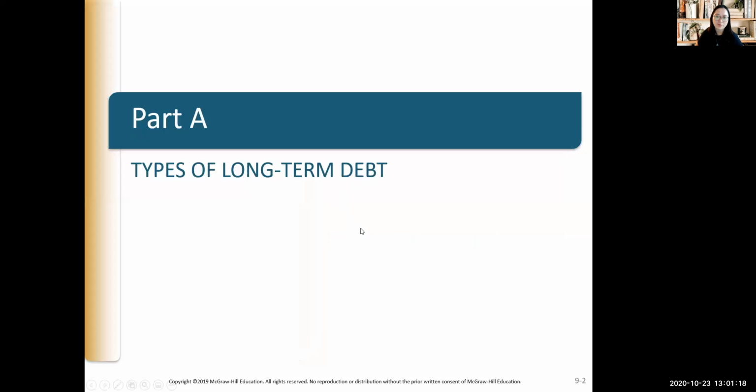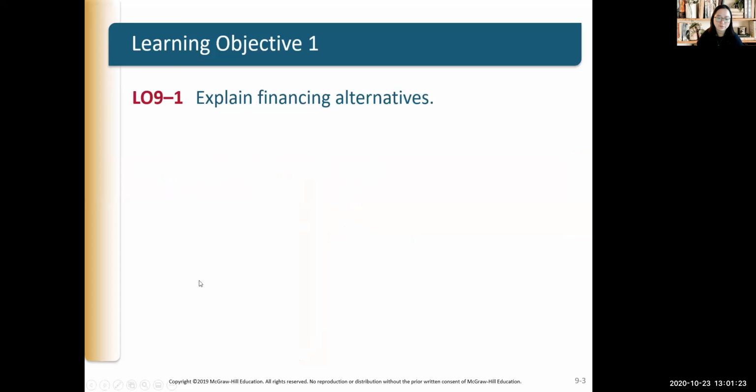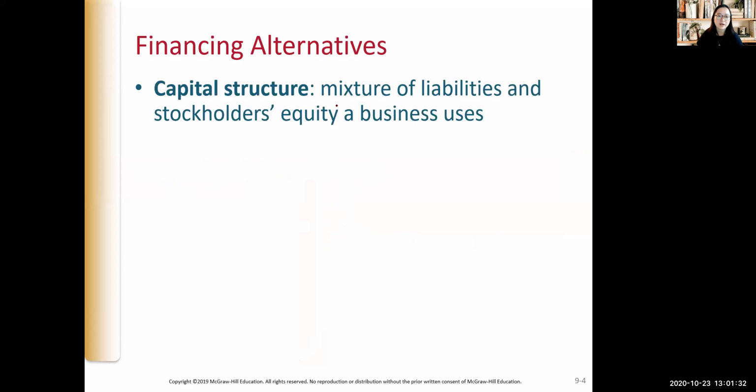Okay, first of all, we want to understand what types of debt are out there, right? Before we talk about debt, we want to know what financing alternatives a company has. A company has a capital structure, right? What does that mean? Remember in the balance sheet we have assets, and we have debt and equity sections, right? And we said assets are resources owned by the company, and to own those resources, you can either borrow or you can ask for investment, right? So therefore, there's a mixture, right?